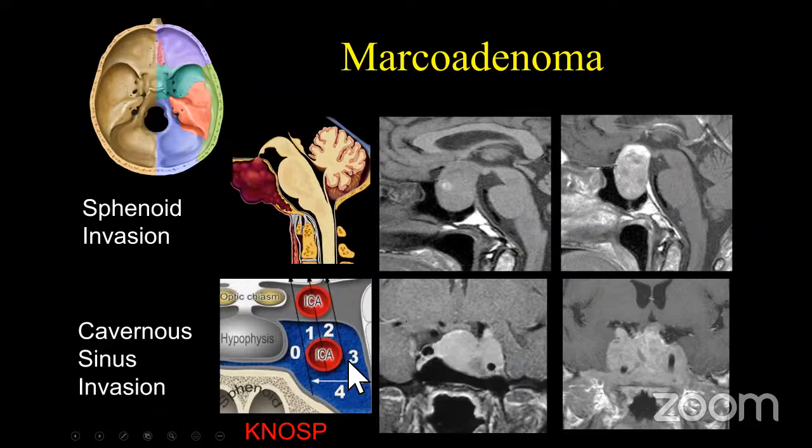Now, the classification that I typically use is the Knosp, K-N-O-S-P classification, such that if there's no involvement of the cavernous sinus, it's a Knosp 0. If it's extending medially and you draw a line between the parallel planes of the ICA, if it's medial to that, it's a 1. If it extends medially but is still bordered by the lateral margin, it's a 2. If it extends laterally, it's a 3. And if it extends all the way to that lateral wall of the carotid artery, it's a 4. And again, there are many classifications.